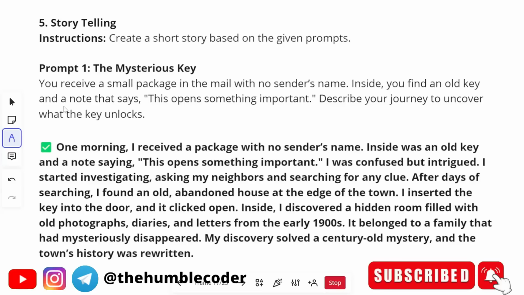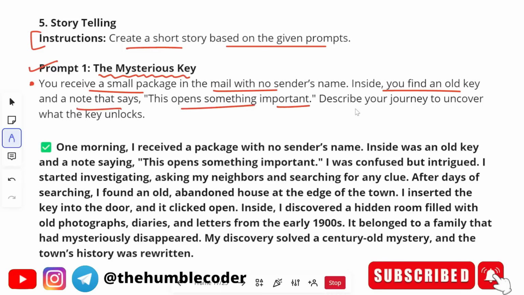Let's see this next question that we have. Let's first understand the instructions and then we will move forward with solving the question. The instruction is, create a short story based on the given prompt. Okay, now the title of the story is, The Mysterious Key, and the prompt that is given to us is, you receive a small package in the mail with no sender's name. Inside you find an old key and a note that says this opens something important. Describe your journey to uncover what the key unlocks.